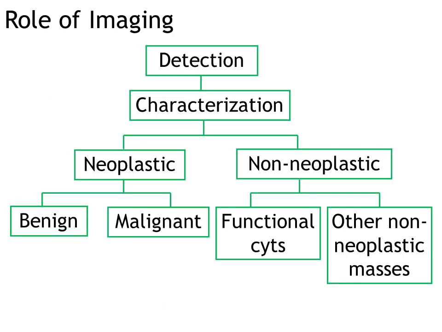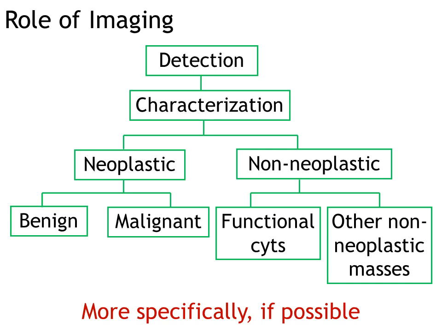So the role of imaging in ovarian masses is first detection and then characterization. First, we should divide them into neoplastic and non-neoplastic masses. If it looks like a neoplastic mass, then characterize it as benign or malignant. And if it looks like a non-neoplastic mass, then characterize it as functional cysts or other non-neoplastic masses. In this process, our goal is to approach more specifically, if possible.